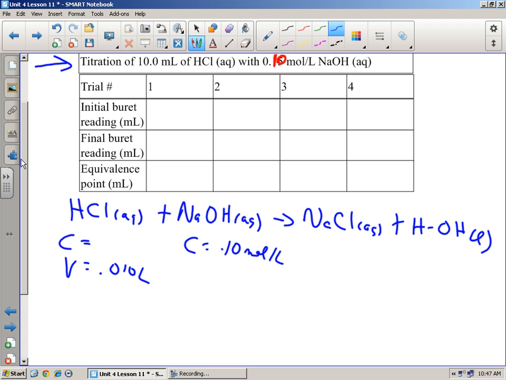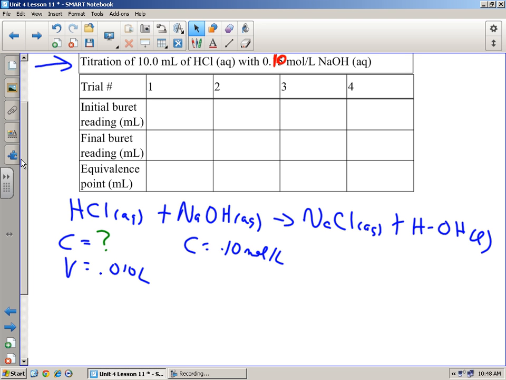All right? So, remember, the purpose of any titration is to what we call standardize, to accurately know the other concentration. So what am I looking for? I'm looking for that right there. What is the concentration of the hydrochloric acid? Okay? So, to do that, we're going to use titrations.